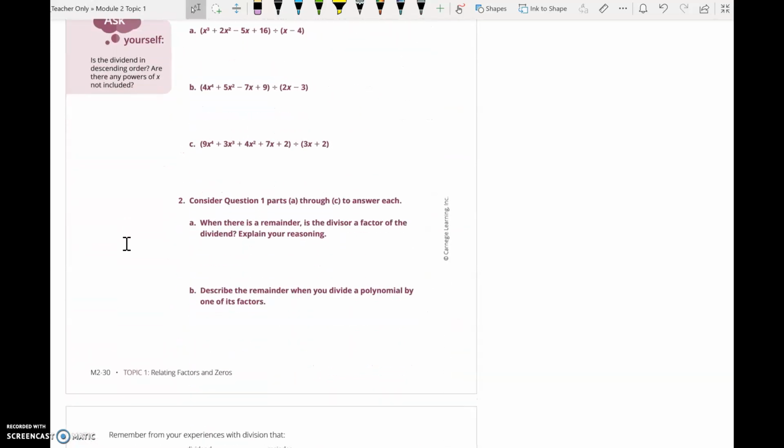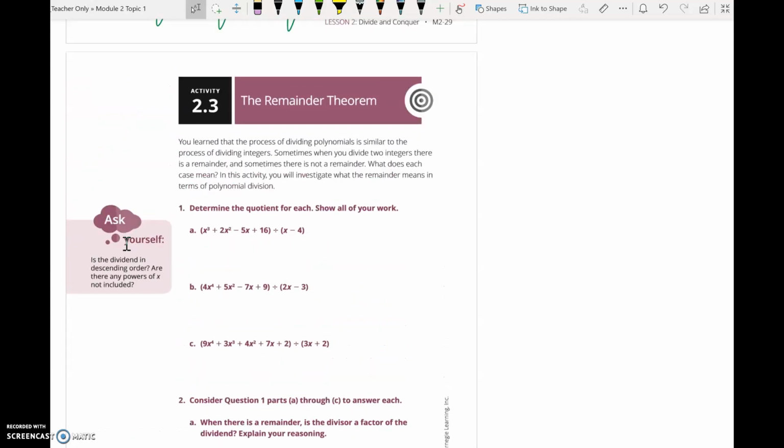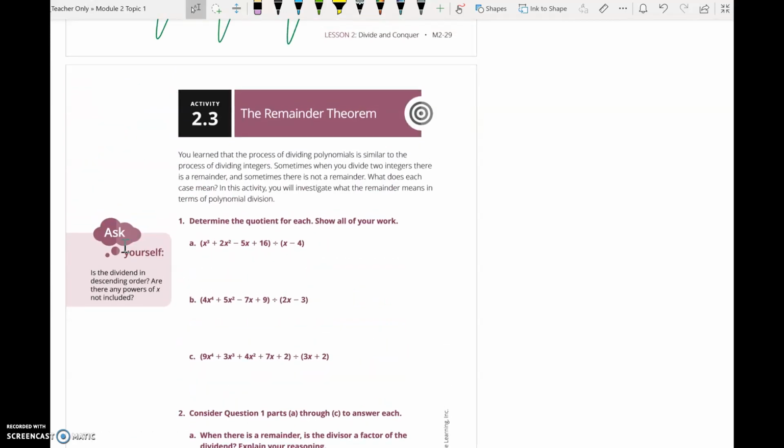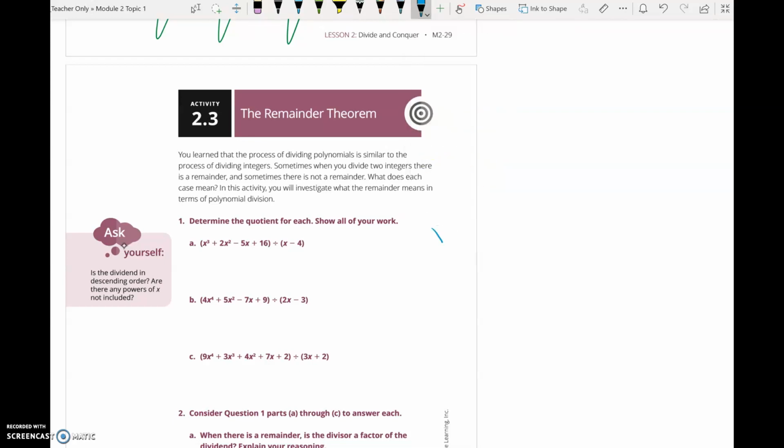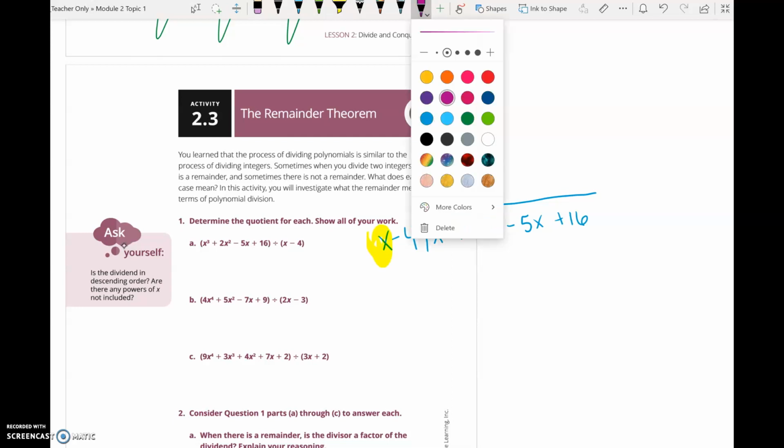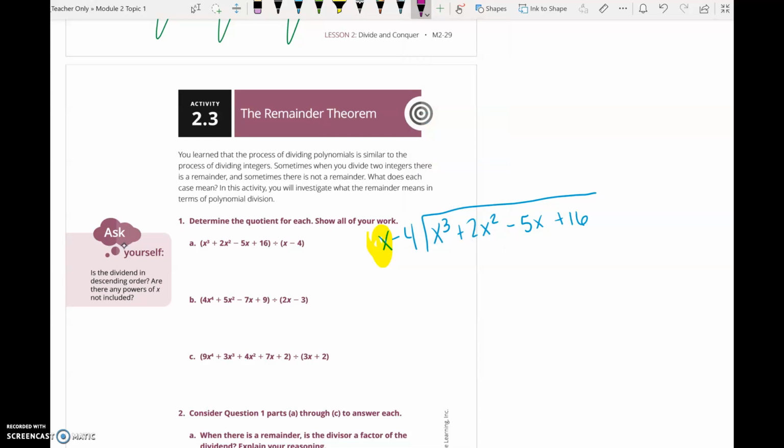I'm scrolling and scrolling and scrolling, and I'm going to end up on page M230. And I'm going to try another one, okay? So I have x cubed plus 2x squared minus 5x plus 16, and I'm going to divide it by x minus 4. Again, we're really going to focus on x. So I'm going to ask myself, well, what times x makes x cubed? X squared, right? So x squared times x makes x cubed.